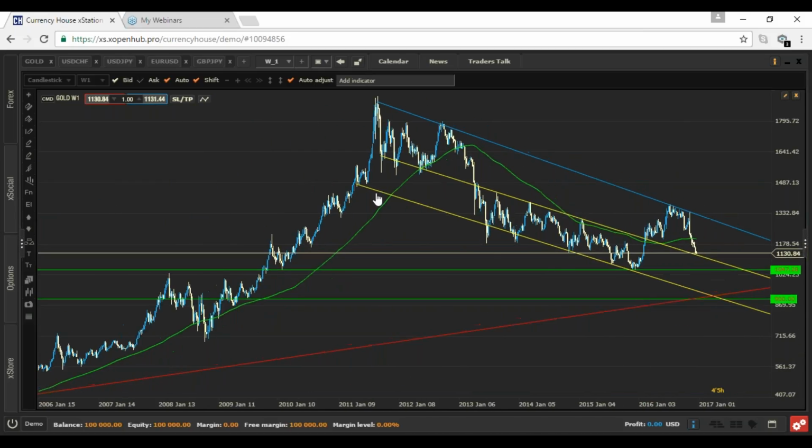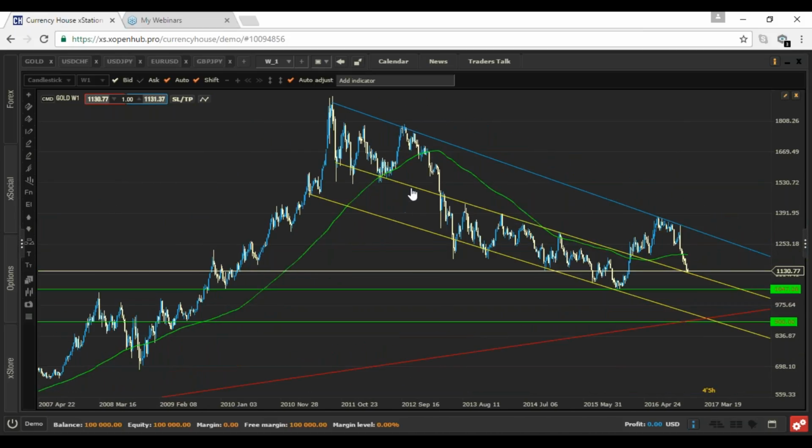What else do we see here? This yellow line, we got actually two of them. This is a downside channel, the trend which we observed from the year 2012 up to May of 2015. So it's a rather long-term movement, and both of those yellow lines are showing a range. We call it a channel.